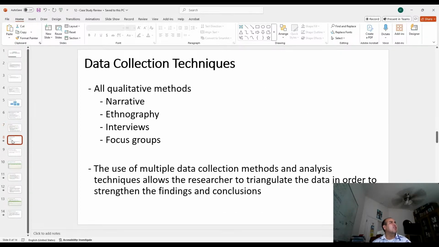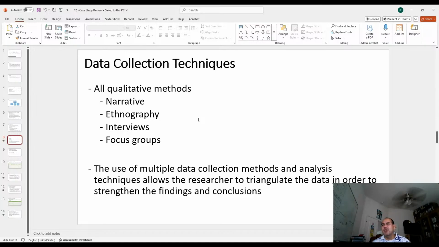Okay, data collection techniques, it's all generally qualitative methods: narrative inquiry, interviews, focus groups. All of those are valid. All of those are good methods to choose for your case study. The use of multiple methods and analysis techniques allow for the researcher to triangulate data in order to strengthen the findings and the conclusions. Triangulation, the word triangulation is your friend, okay?